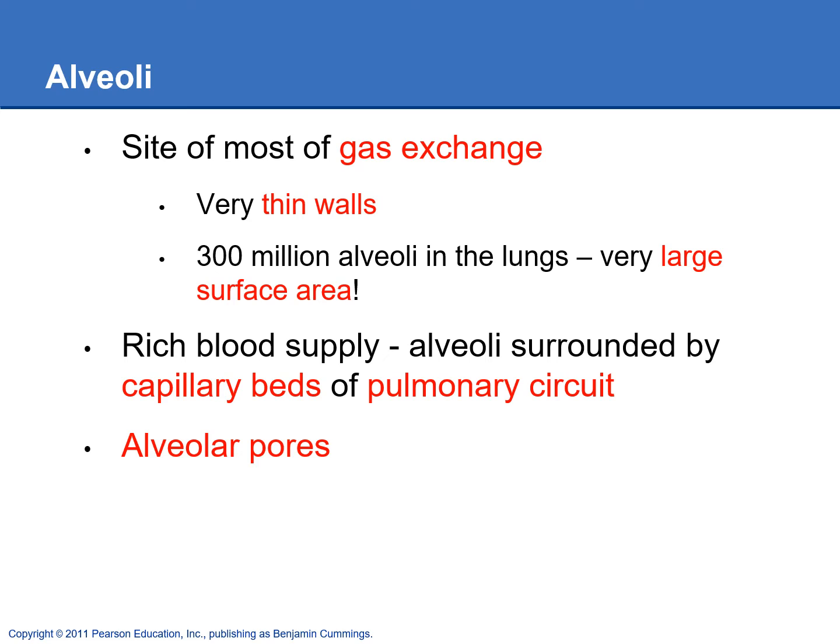If you were to take all of the alveoli in the lungs and flatten them out, they would have the same surface area as a tennis court. So that is huge. You can do lots of gas exchange there, with basically a tennis court shoved inside your chest. And then there's also a really good blood supply as well.